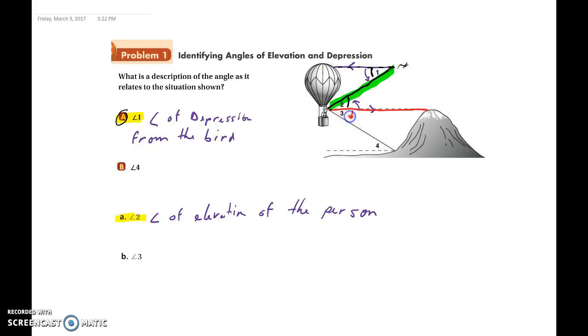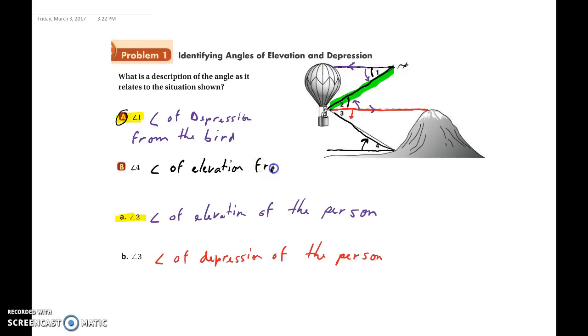All right, next we will continue with the person's eyesight. So this angle 3 is the person looking down at the base of the mountain. So that would be an angle of depression of the person. And this angle 4, the last one, would be as if the mountain had an eyesight, which obviously it doesn't, but this angle is formed from going up from the base of the mountain to the person. So this is an angle of elevation from the base of the mountain.